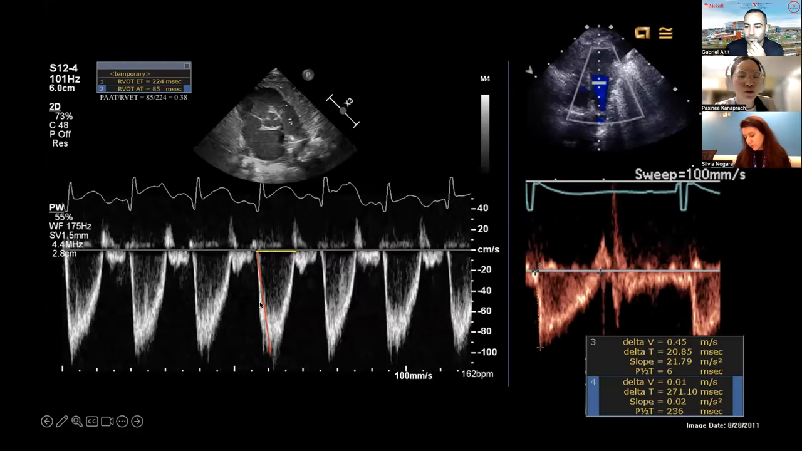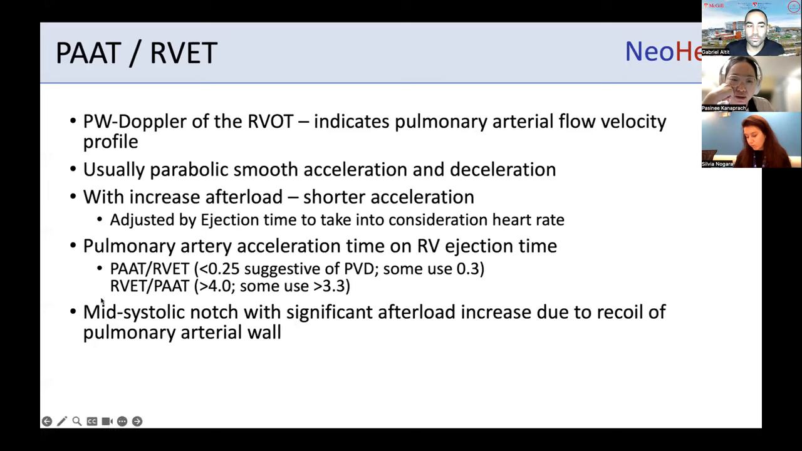And for the PVRI, the normal is more than 4, right? Yeah, so it's the same ratio, it's just that you invert it. You convert it. So more than 4 is abnormal. Abnormal, okay.